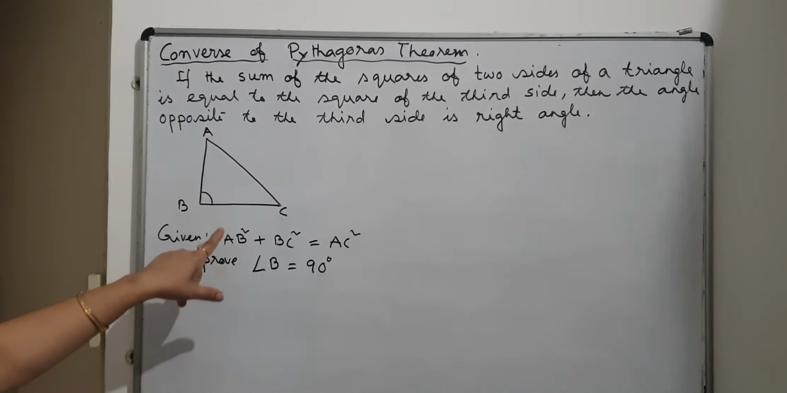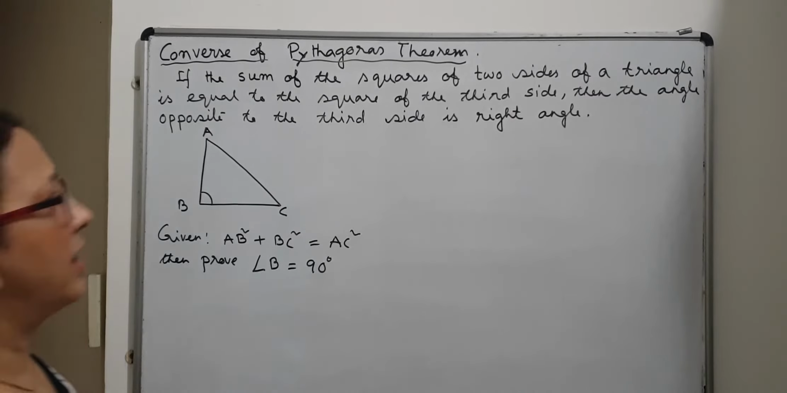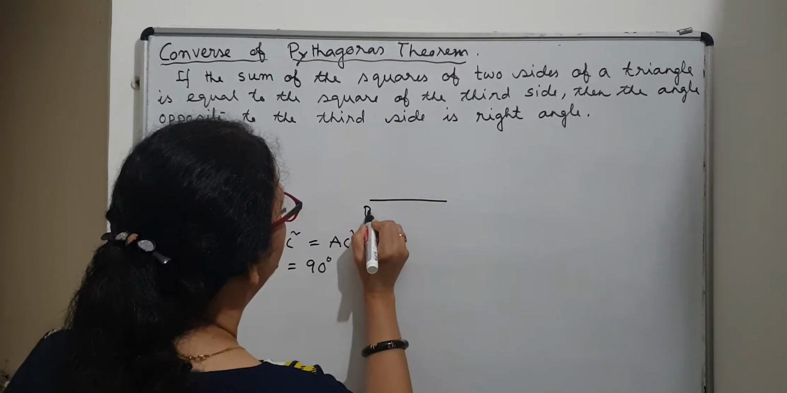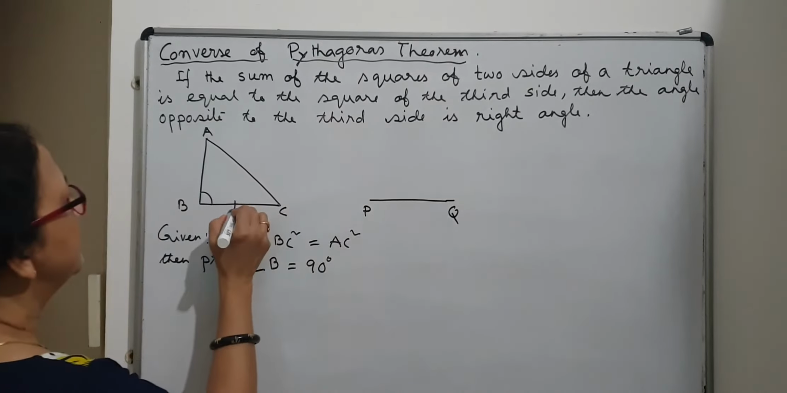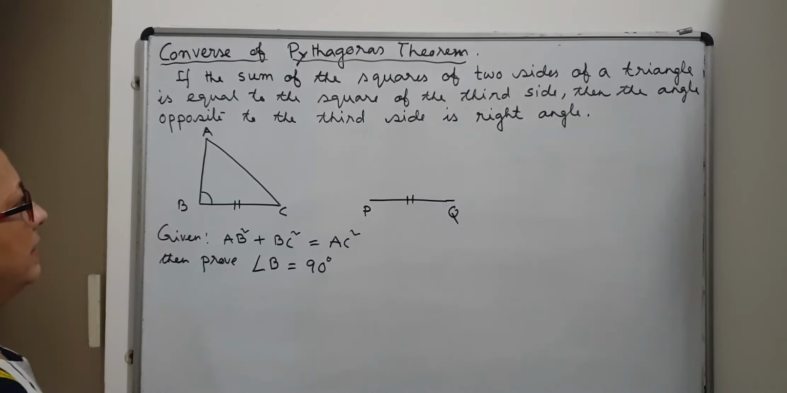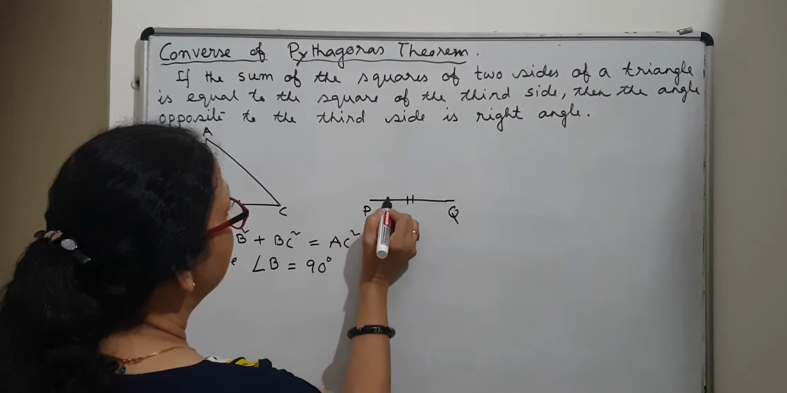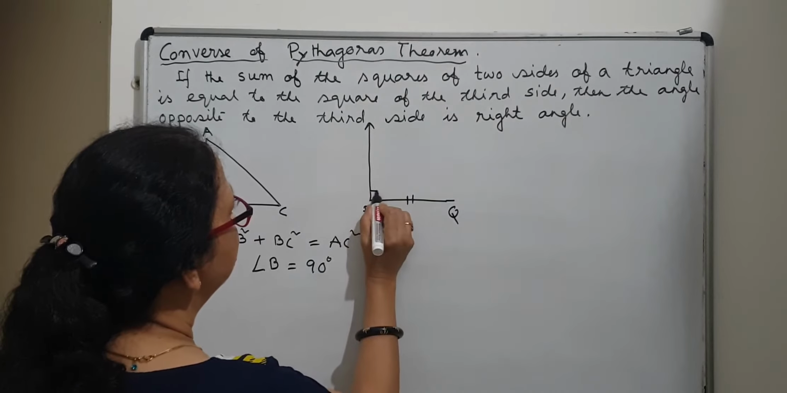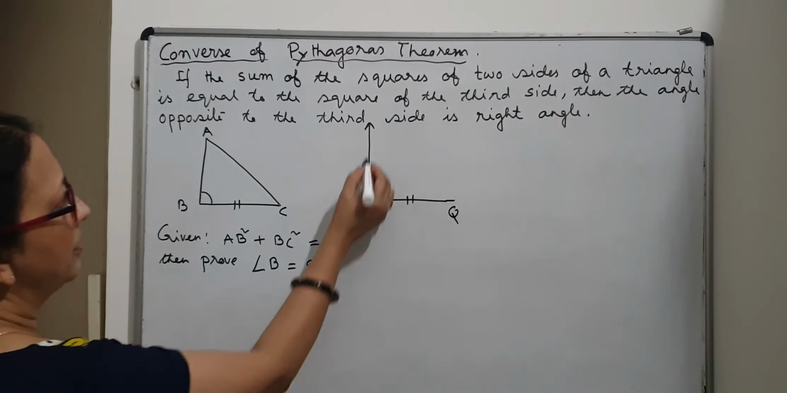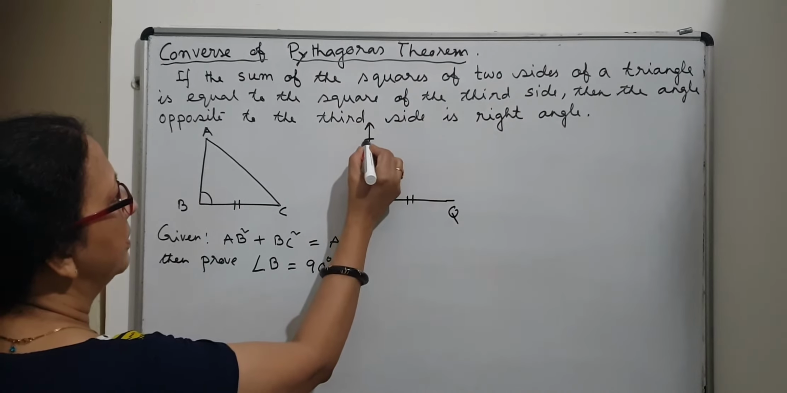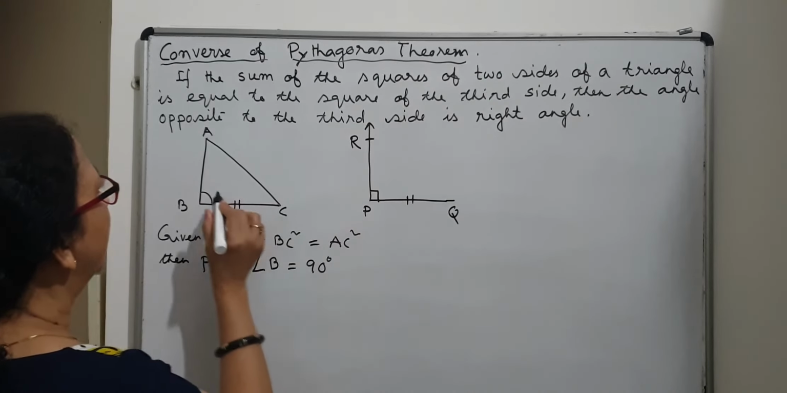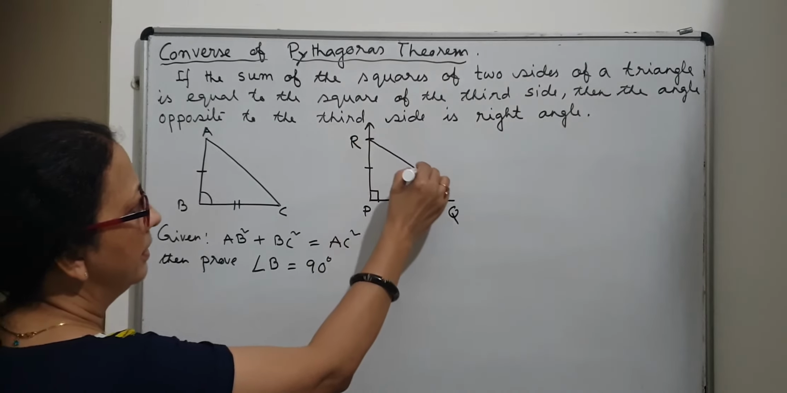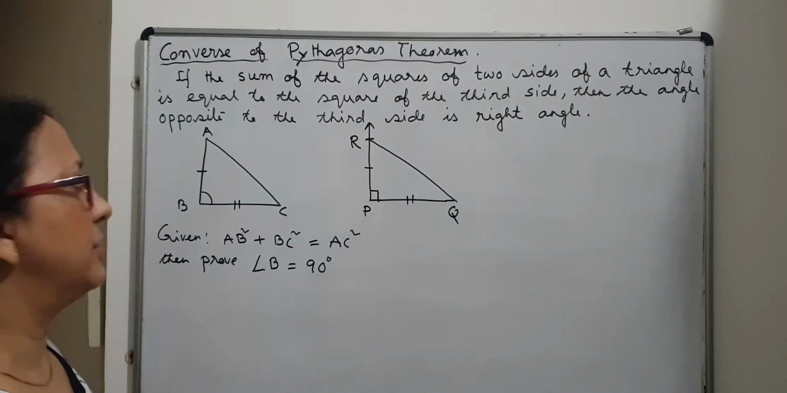So for proving this, what do we have to do? We need a construction. We draw a line segment, say PQ, such that BC is equal to PQ. Then at P, I construct 90 degrees. I draw a right angle here. And then from this ray, I cut out a part, locate a point, say R, such that AB is equal to PR, and then I join RQ such that a right angle triangle is formed.